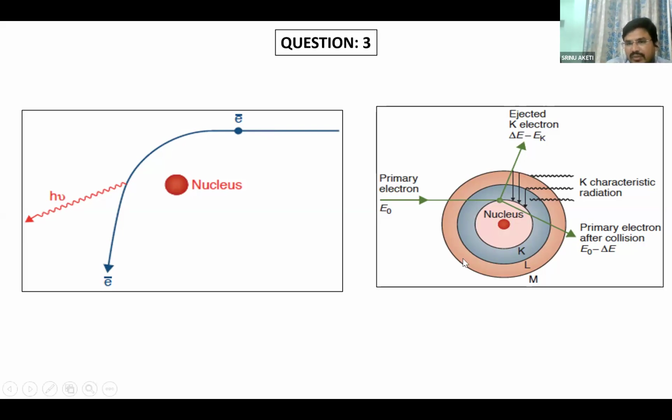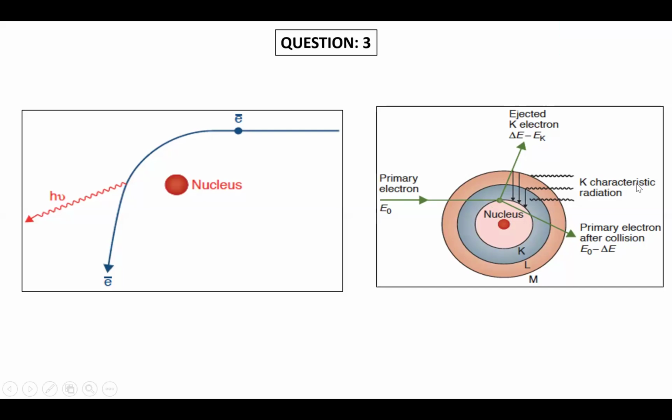And another method is Compton scattering, where the electron will come and hit the orbital electron. This electron will be ejected, so a vacancy will be formed. Then an electron from a higher energy level jumps to the lower energy level to stabilize the atom. While the higher energy electron jumps to the lower energy level, it has to lose its excess energy in the form of X-rays. We call those characteristic X-rays.